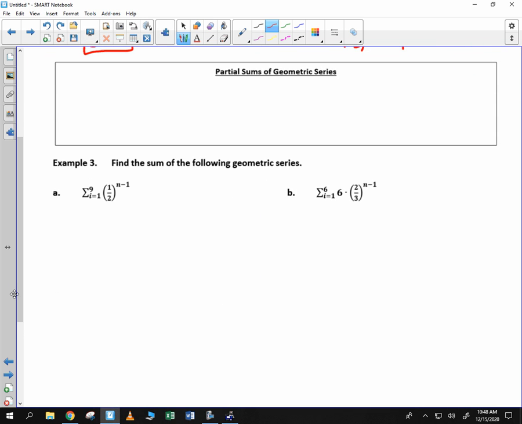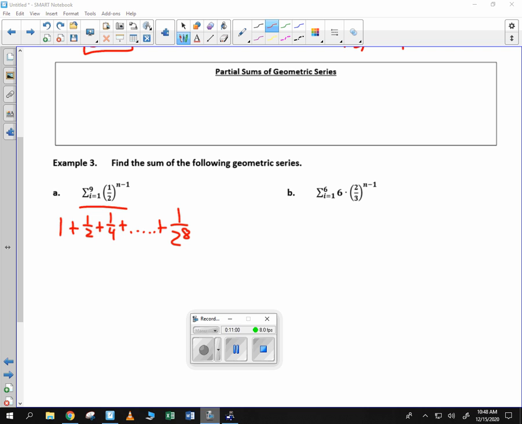What if it's a geometric series? Say in this situation, you were adding up the first 9 terms. Let's see what it looks like. You have 1/2 to the 0, which would be 1. And if you plug in 2, you would get 1/2. Plug in 3, you get 1/4. All the way up until you do 9 terms. 9 minus 1 is 8, so 1/2 to the 8th. So we need to be able to do the partial sum of a geometric series.